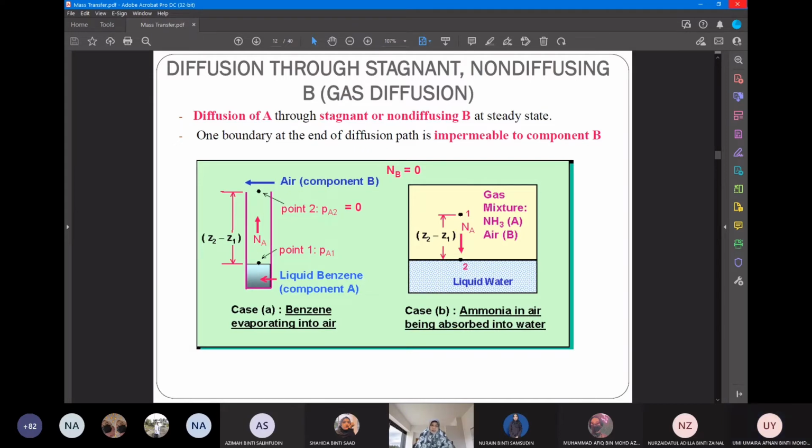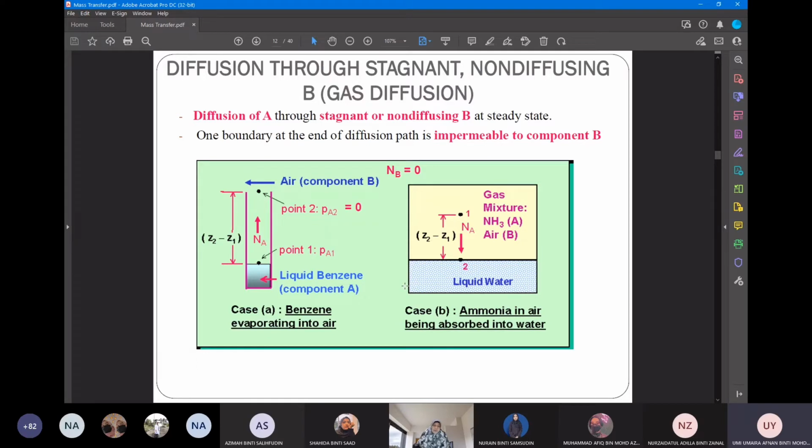Okay. So what you can see based on that, you are talking about the minerals diffusing through stagnant but non-diffusing blood, red blood. To put it simply, it's something like that. Hope you understand.